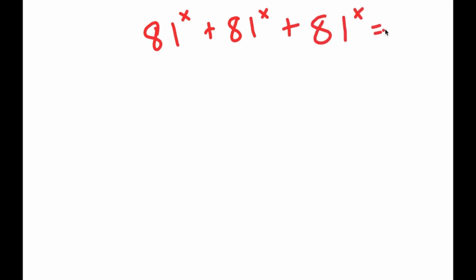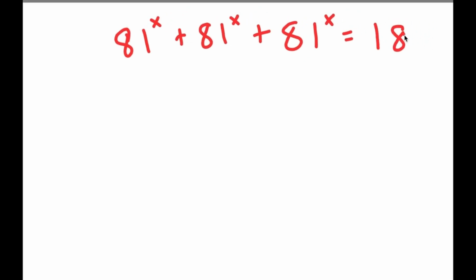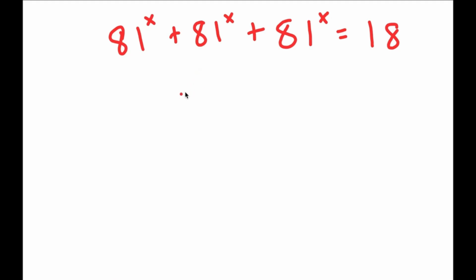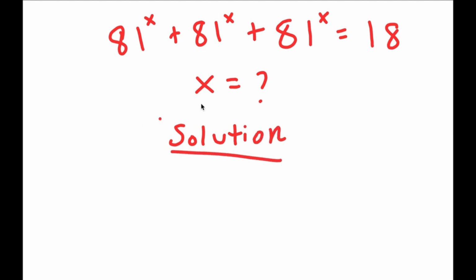All right, so in this problem, I have 81 to the power of x plus 81 to the power of x plus 81 to the power of x is equal to 18. I obviously want to find x as it's my only variable in this problem. So for my solution, I'm going to first start by rewriting this equation over here.